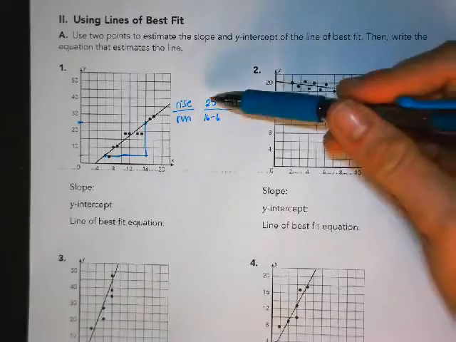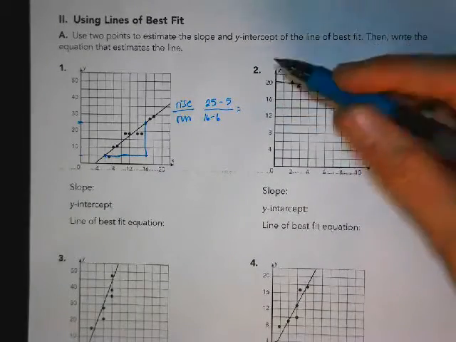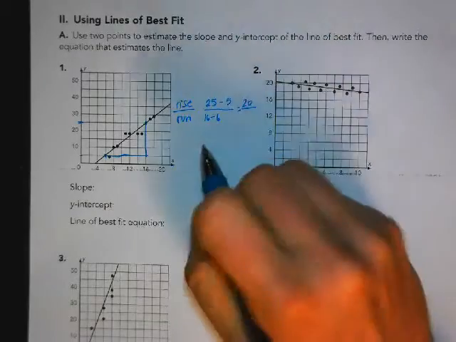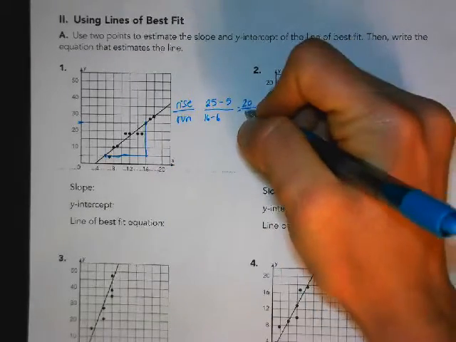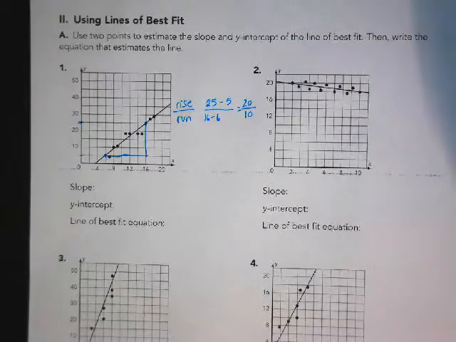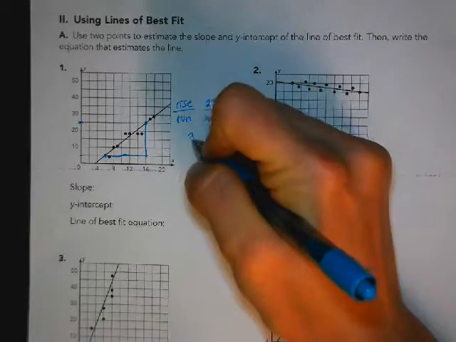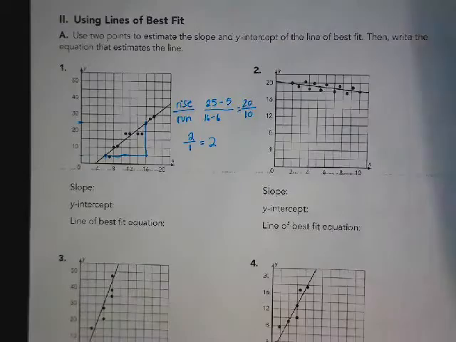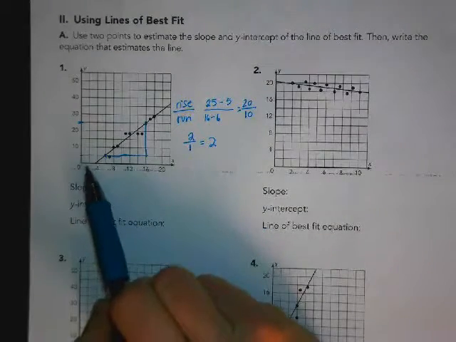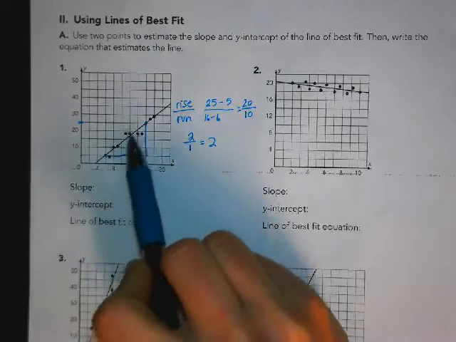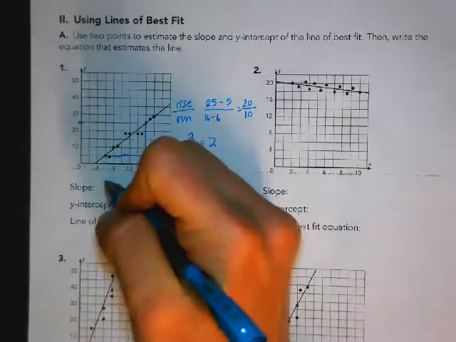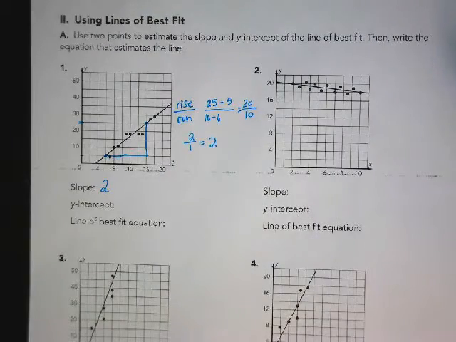And now we need to subtract to find the slope. So 25 minus 5 is 20. 16 minus 6 is 10. And we can simplify that to 2 over 1, which equals 2. Take a step back and look at your line. Is it positive or negative? Since it's going up as we move from left to right, it's going to be positive. So we're going to keep it as 2.